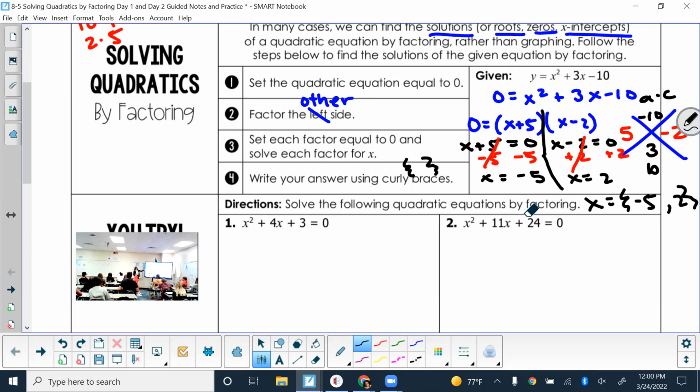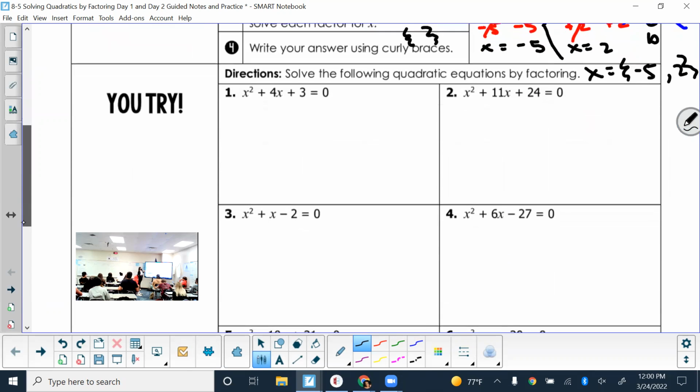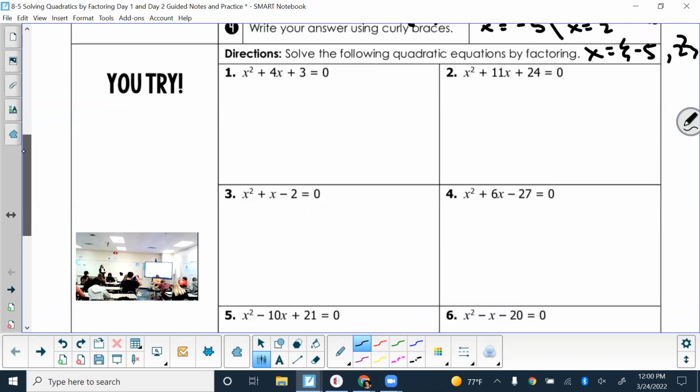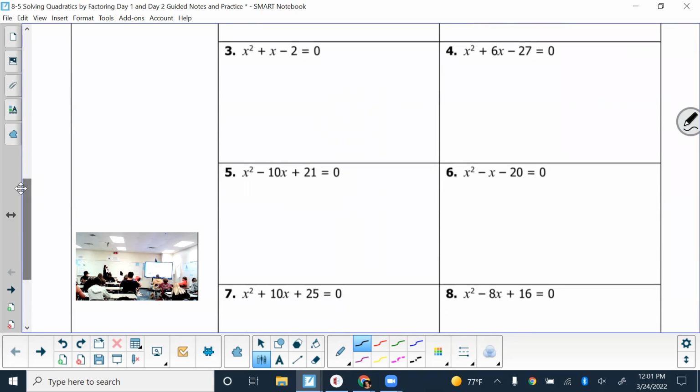All right, do you guys want to try one, or do you want to see another one? Okay, I heard see another one, so I'll do that. Let's look at number 3 together. All right. So follow the steps. I'm going to scroll down, so you'll just have to look on your paper. First step is to set the equation equal to 0. Is this equation equal to 0?